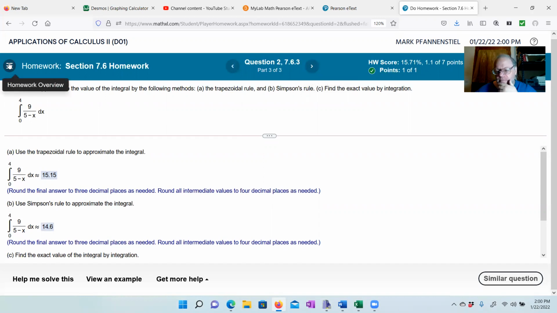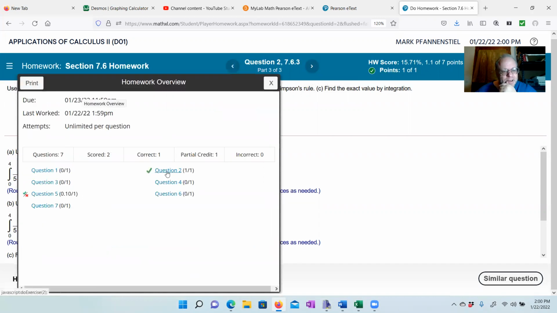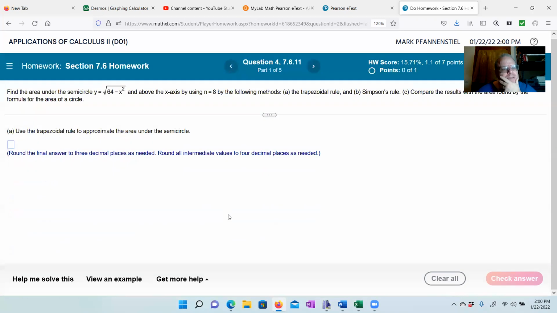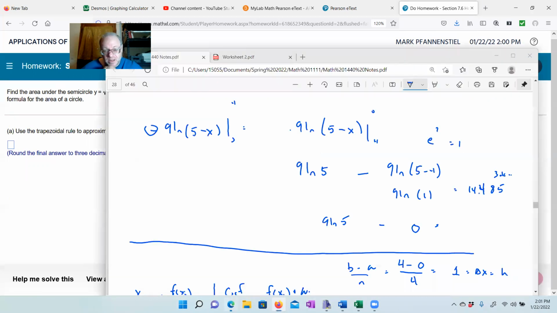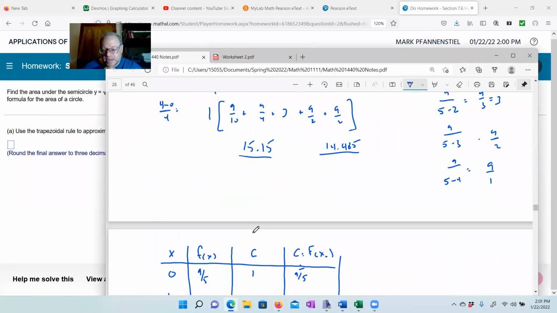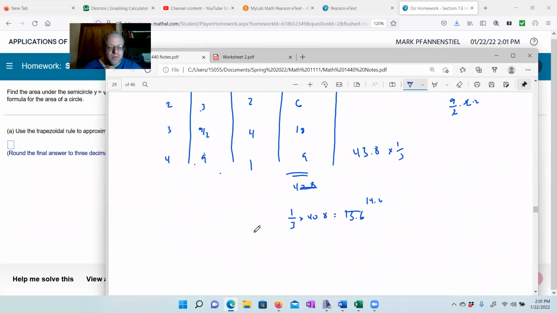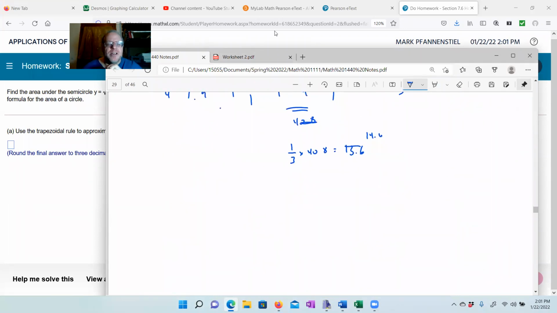All right, so let's go ahead and have a little question on 4. This one, compare the results of the area found to the area of the circle. That's what we're going to do. Actually, you know what? I might make a part 2 out of this. I think that's what I'm going to do. I will see you in the next video.